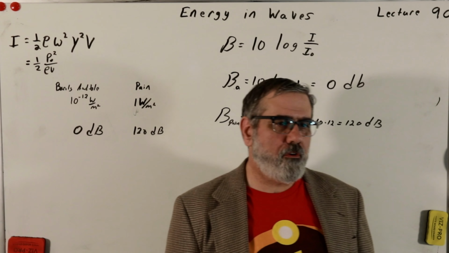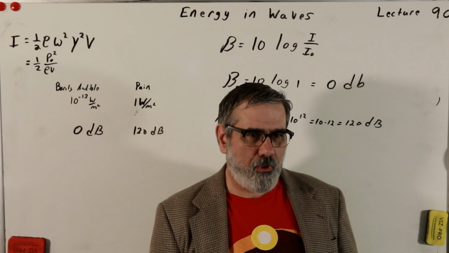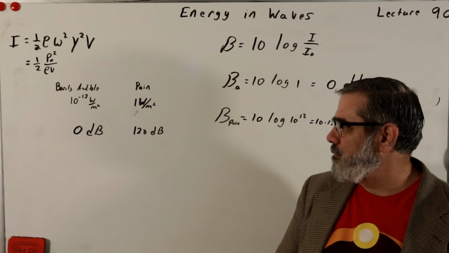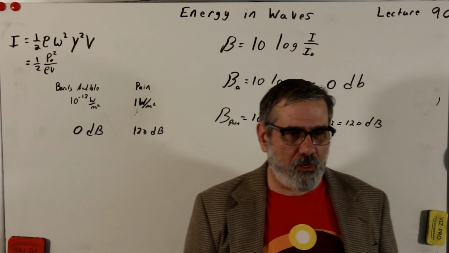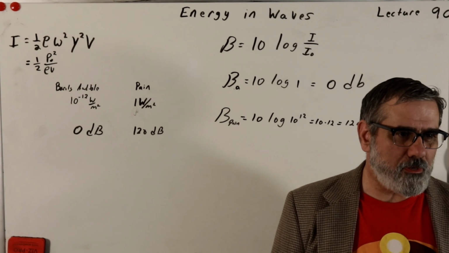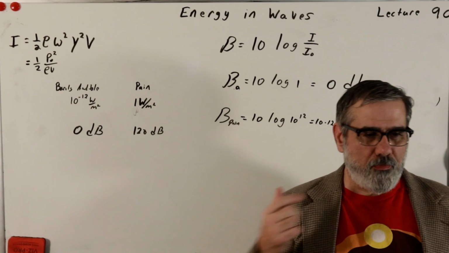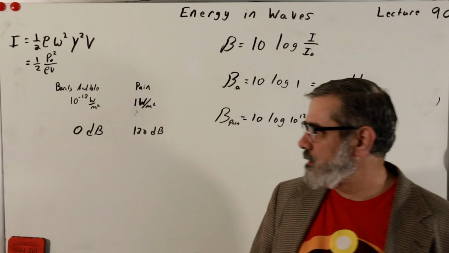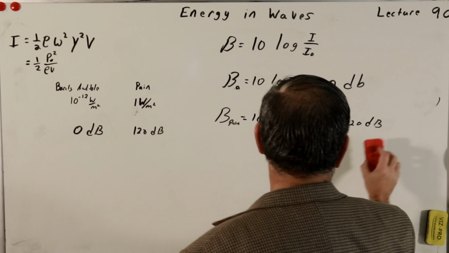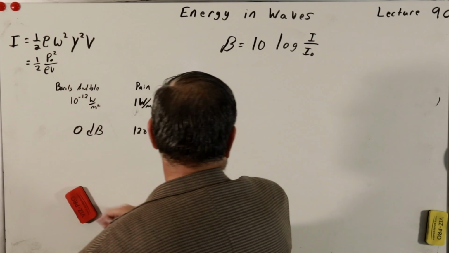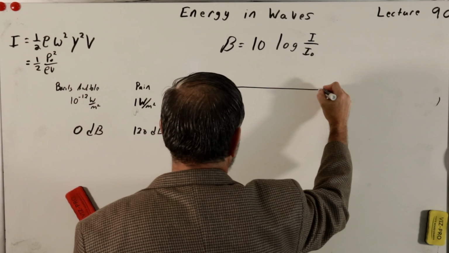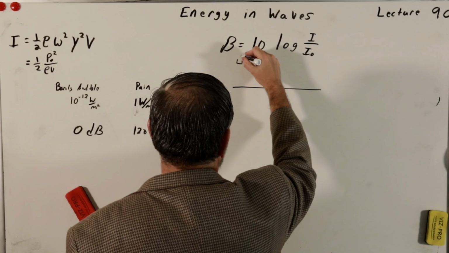There's a huge difference between 120 and 180, because this is a logarithmic scale. Between 0 and 120, there are 12 orders of magnitude difference. So you can see that small differences on this scale are actually significant. So let's look at a fun example of a rock concert. Let's imagine that we've got our stage here, and a bunch of speakers.